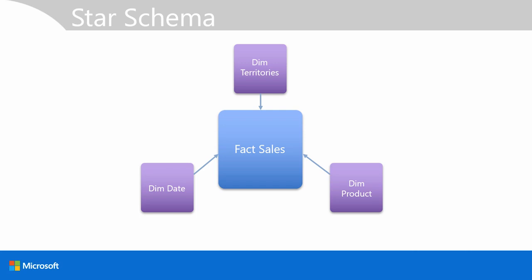And a dimensional model comes in two forms. One is what is referred to as the star schema, where the fact table sits in the middle, and one dimension table sits around the edges. So we've got a fact table, and then the 3 dimension tables that are important to our model: territories, date, and product. So this is what a star schema looks like.